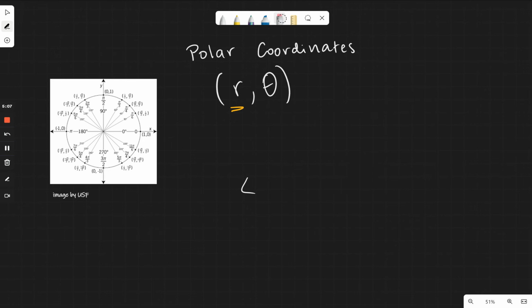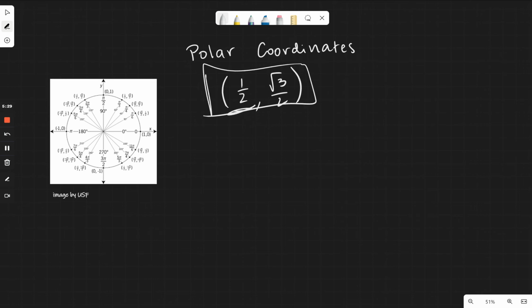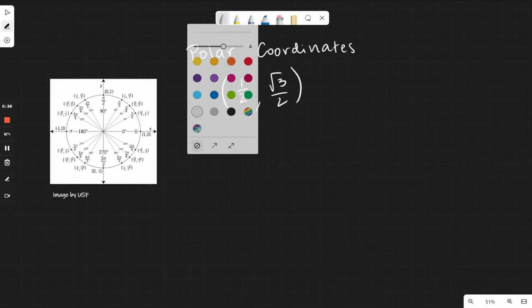So let's say you have the point 1/2, square root 3 over 2. Let's start basic. Okay? I'm sure you all know what this point is on the unit circle, right? Because whenever we have points on the unit circle, the first coordinate is the cosine of the angle and the second coordinate is the sine.